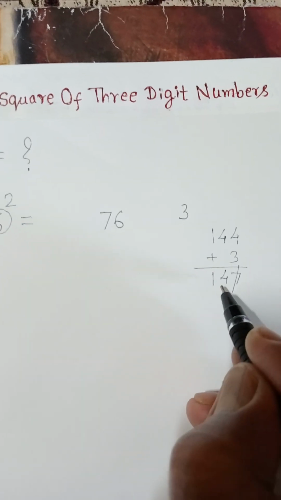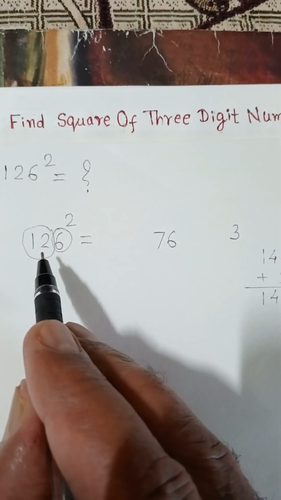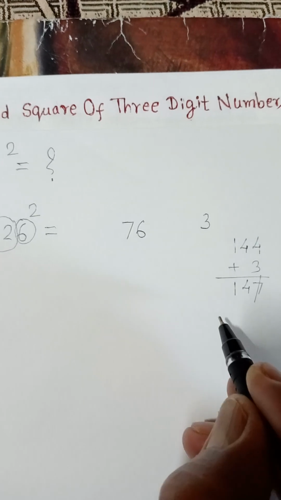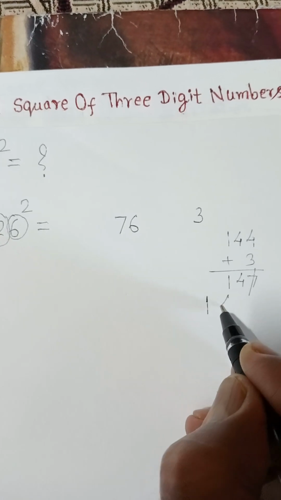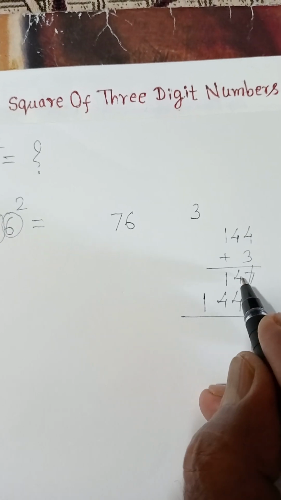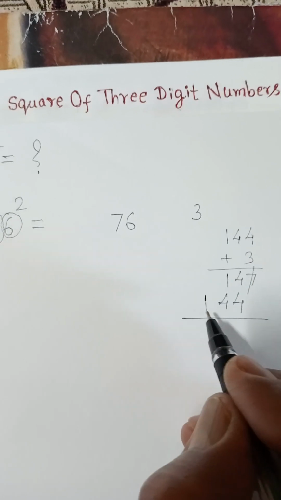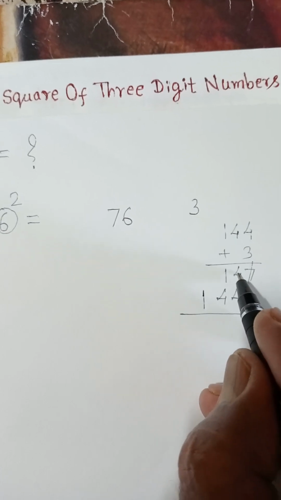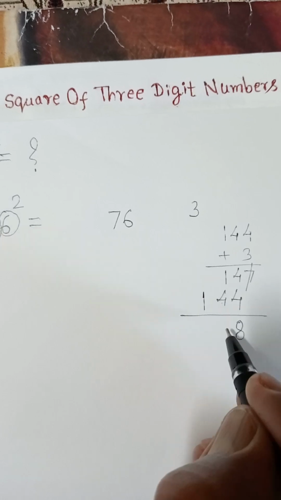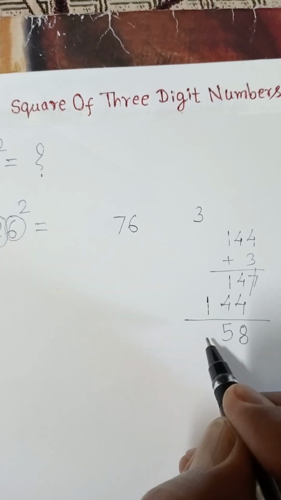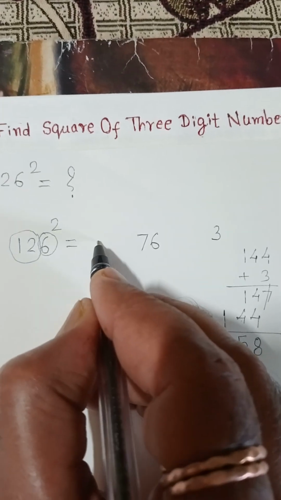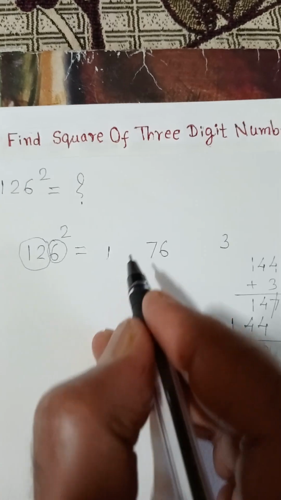Carry 14. Then make 12 square. 12 square is 144. Make addition of carry 14 and 144. 4 plus 4 is 8. 4 plus 1 is 5. Here is 1. Write here 158.